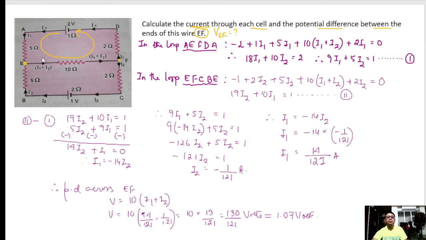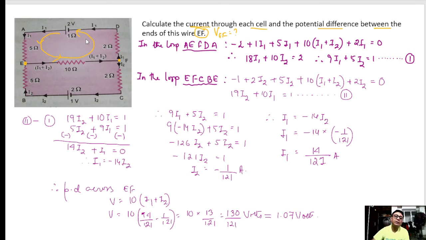Okay, so this is the loop we are choosing. As you can see, first of all, see the current distributions. Let the current coming out through the 2 volt be I1. So I1 goes like this. Let the current coming out through the 1 volt at the bottom be I2. So I1 and I2 meet here, they go here. So I2 returns back, I1 goes there, and this is the complete circuit.